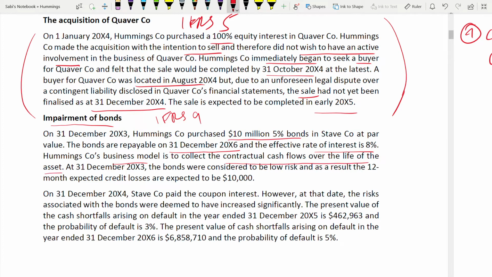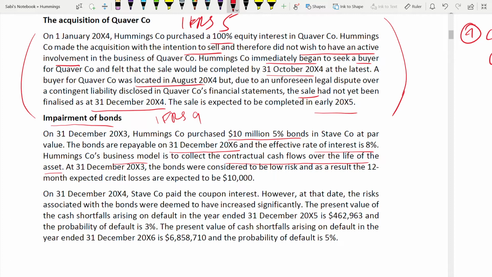Are they selling it after keeping it for the short term, or are they keeping it till the end of the bond? Are they collecting cash flows? It's very important. Based on that only you will decide how you are going to measure your bond. So in this case, contractual cash flow over the life of the asset. You're not selling it, you will keep it.